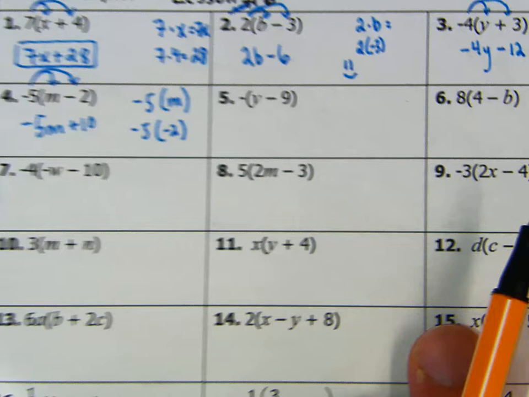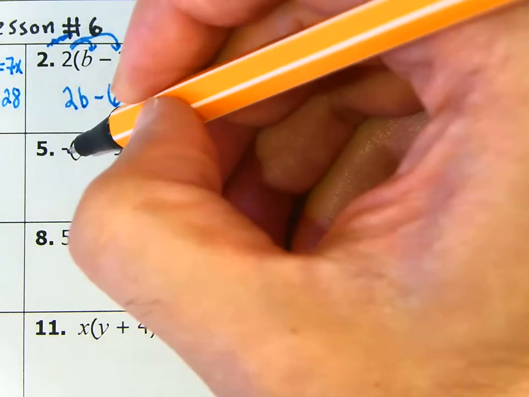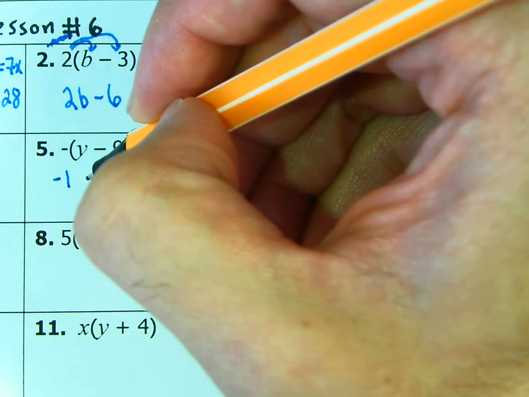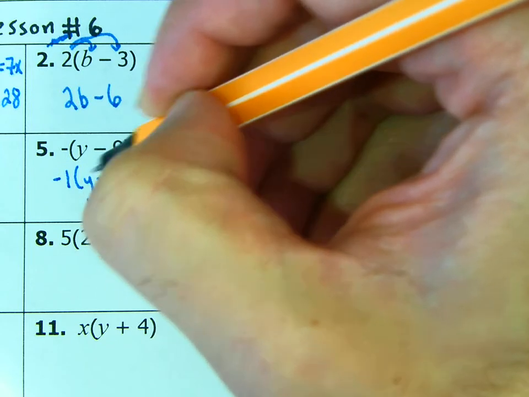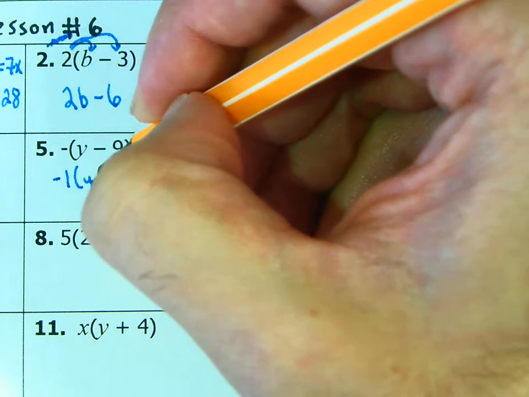Let's try the next one here. So here, notice, what's outside this parentheses? It's a negative 1. So that's another way of writing this problem if you want. It's negative 1 times y minus 9.